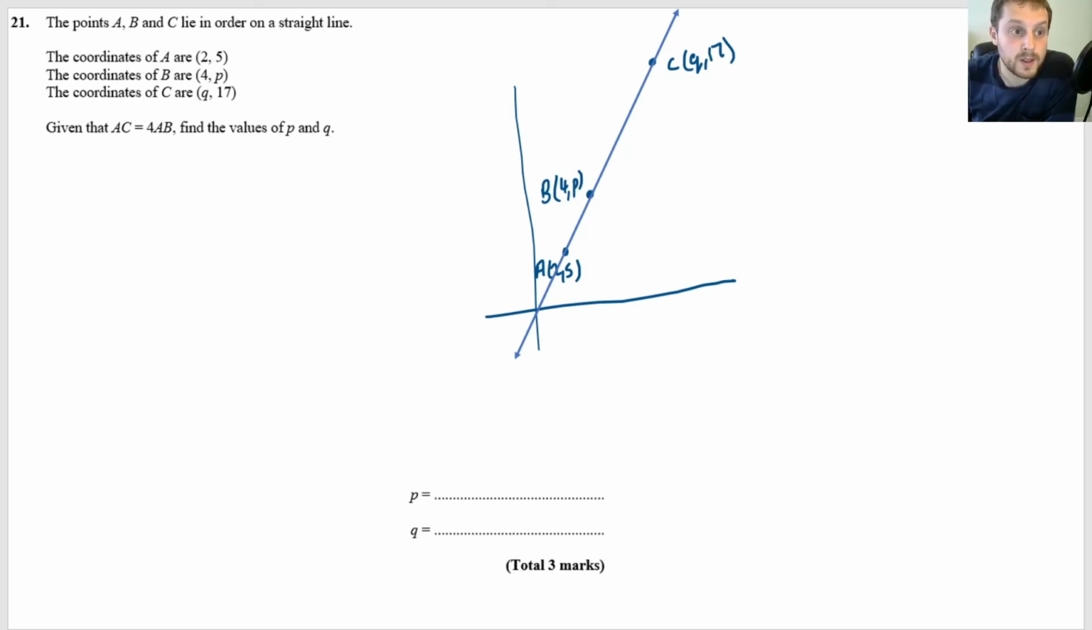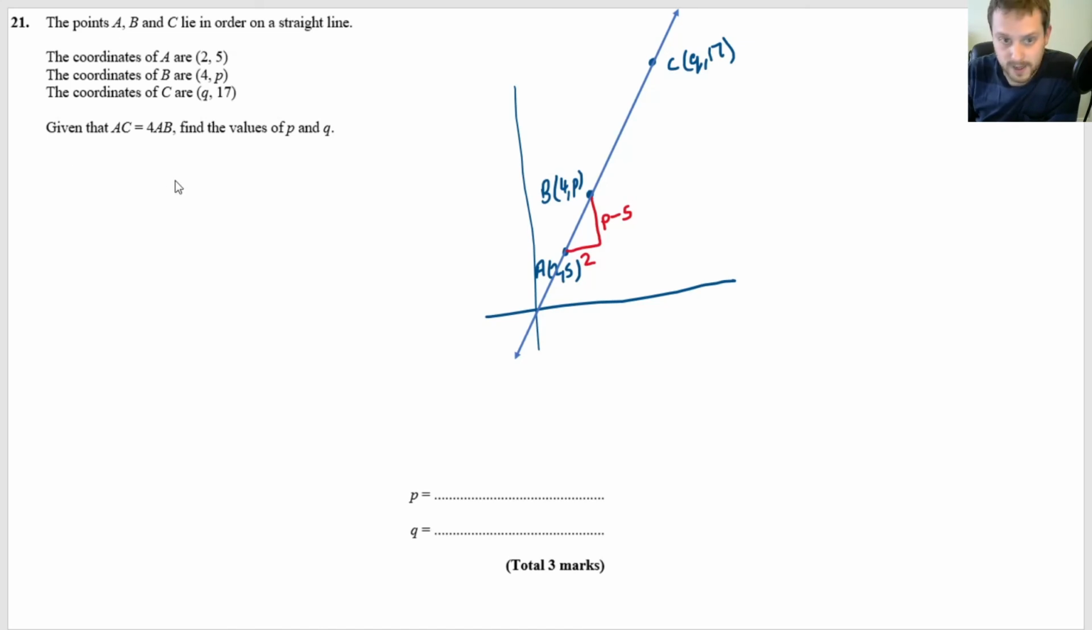Now this is an example of a question that looks a lot harder than it really is. So let me try to illustrate why. So first of all, how far along do we go to go from A to B? Well, we go 2 along. And how far up do we go? Well, this is something we don't know, so we're going to have to write P minus 5. Okay, so we're just going to write that and hope that we can figure out what P is.